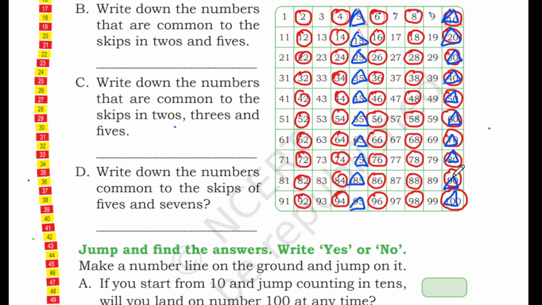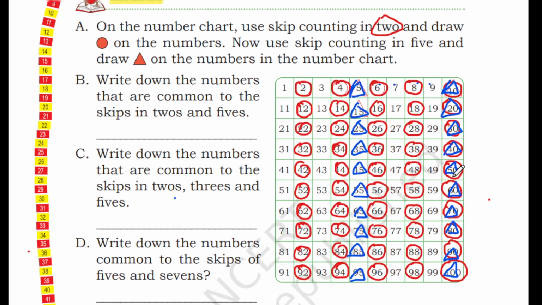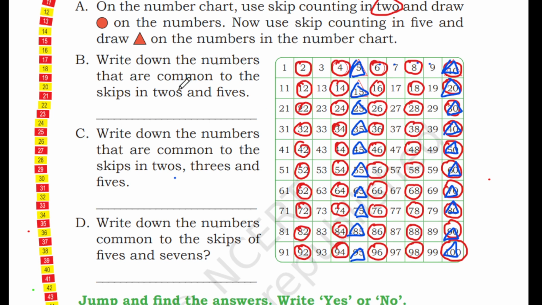Okay, based on that, they asked the next question. Write down the numbers that are common to skips in 2s and 5s. Common means similar, same. So we have to find the numbers which are common to skips in 2s and 5s.